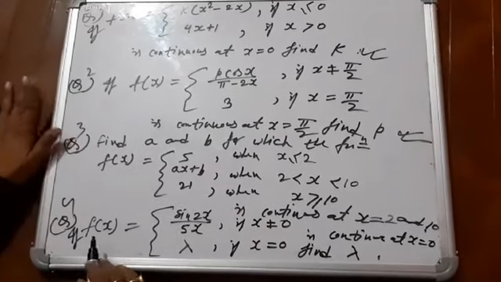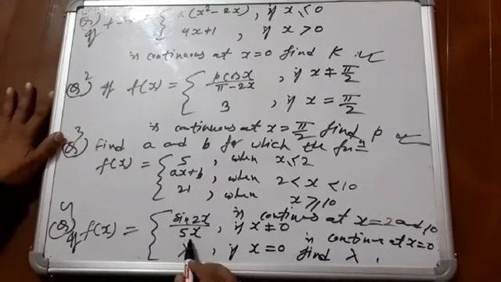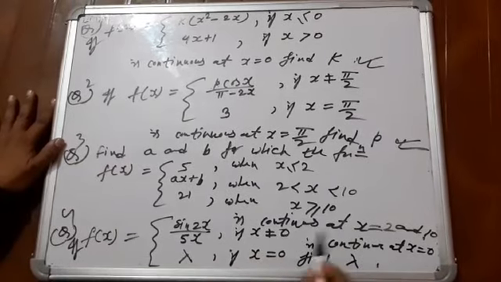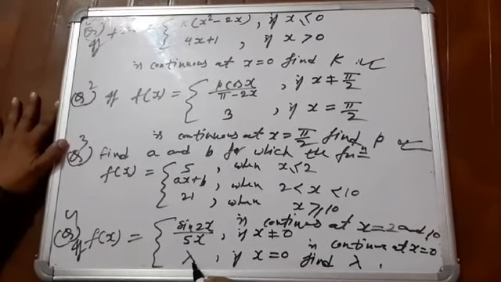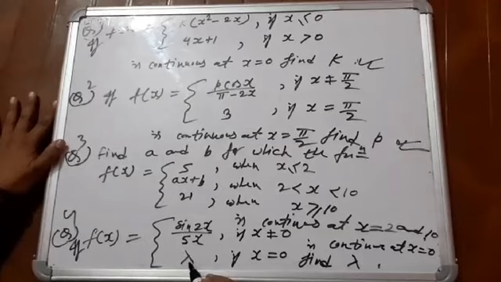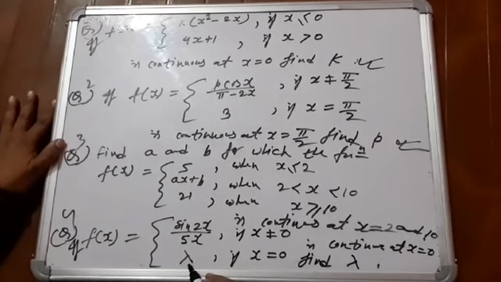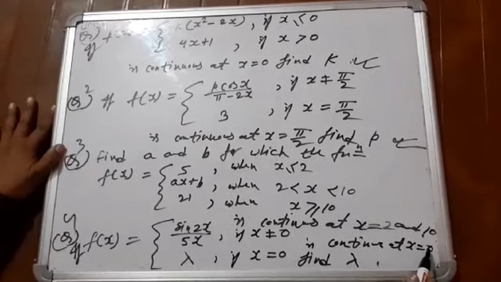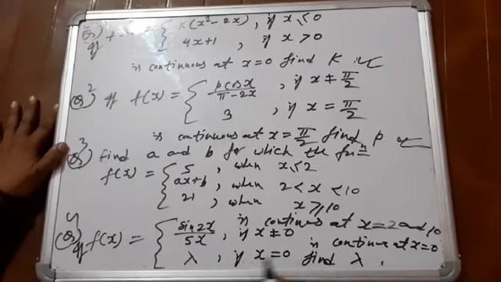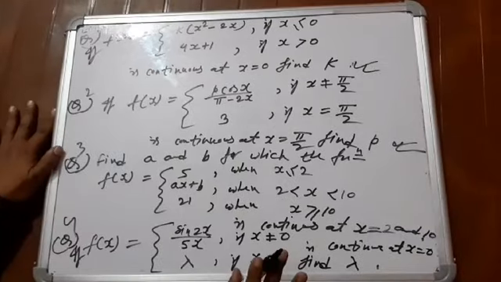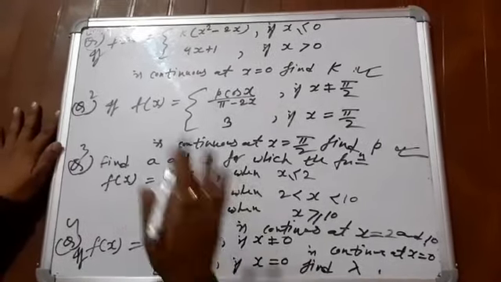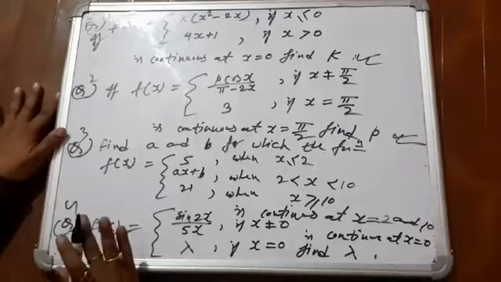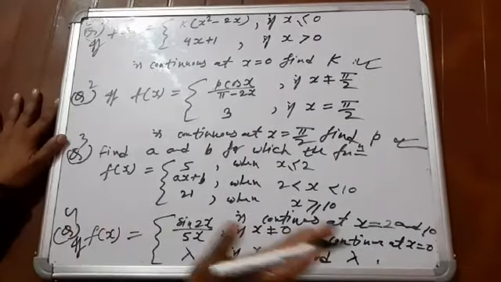And the last question, question number 4: f(x) is equal to sin 2x by 5x, and the second value is lambda. It is continuous at x equal to 0. The unknown term here is lambda. Find lambda. You are going to find out lambda here by using the trigonometric limit. Understood? So do one by one, solve accordingly and then send it to me.